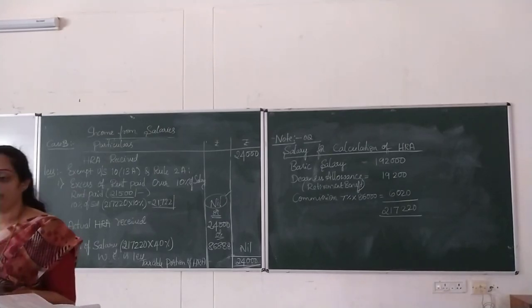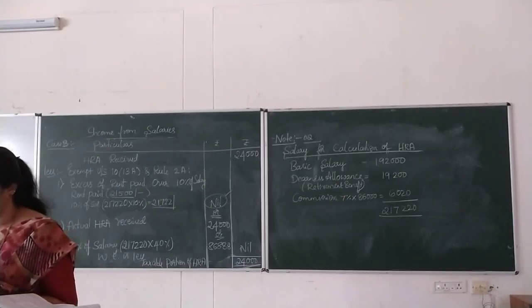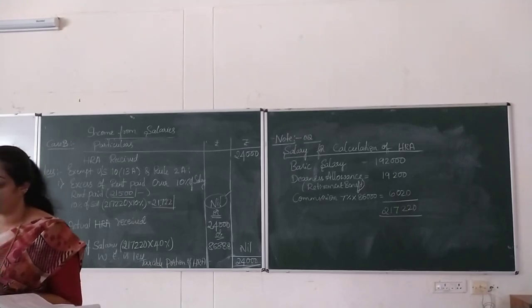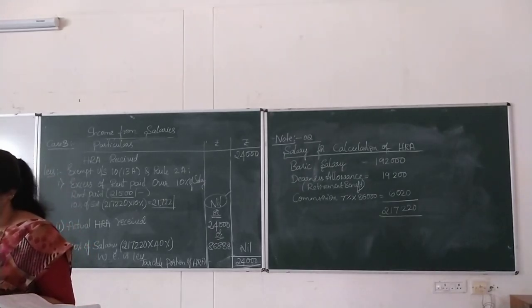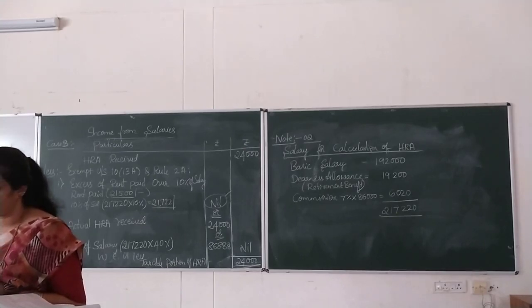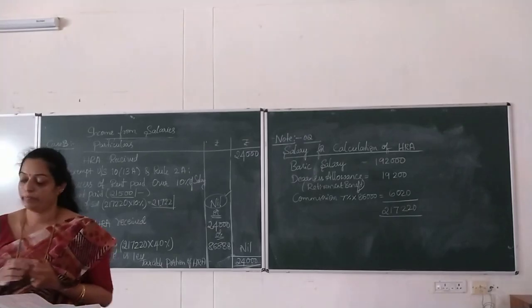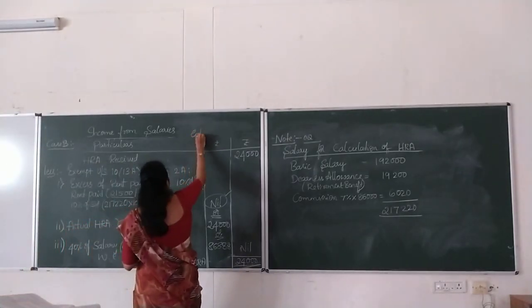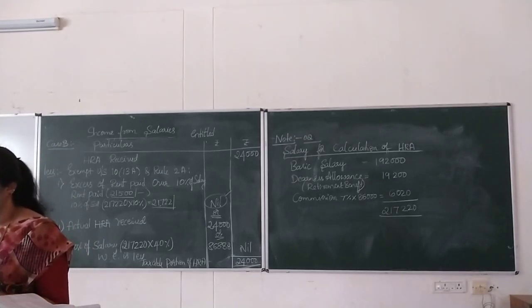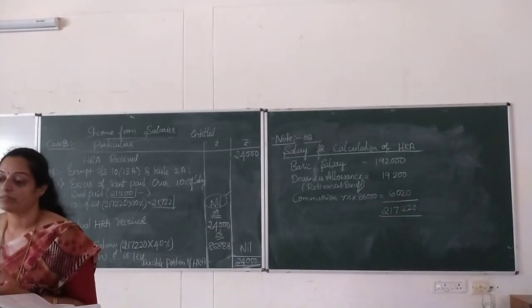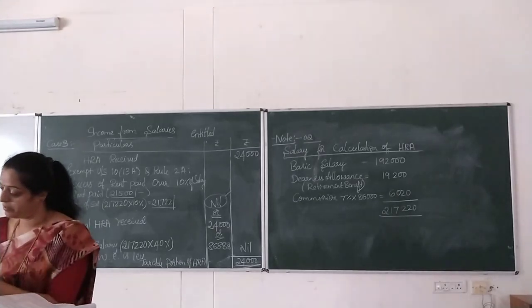Next problem. Mr. M is appointed at Delhi during the previous year 2019-20. He is entitled to a basic salary of rupees 20,000 per month.